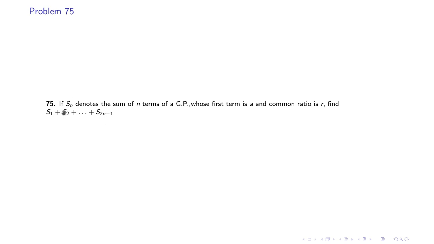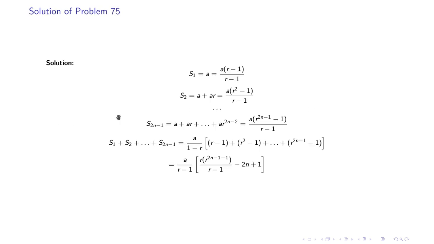Problem number 75 says that if Sn denotes the sum of n terms of a GP whose first term is A and common ratio is R, find S1 plus S2 plus up to S_(2^n - 1). So S1 would be A(R - 1)/(R - 1). S2 would be A plus AR, which we can rewrite as A(R² - 1)/(R - 1). For S1, we have divided R - 1 to A and multiplied R - 1 to A.